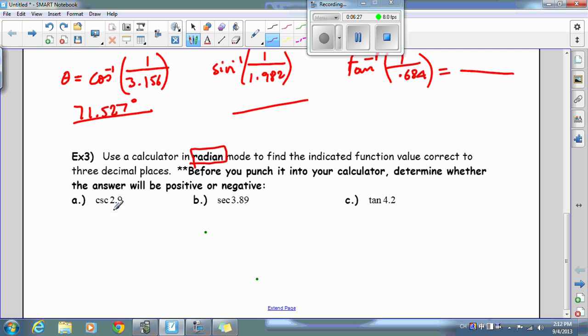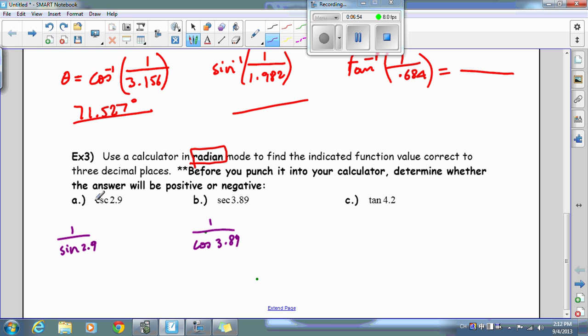Now, for cosecant of 2.9, I would say 1 over the sine of 2.9. This one will be 1 over the cosine of 3.89, and this one will just be the tangent of 4.2. Now, how can we predict the sign? In radian, pi is approximately 3.14. That's what you have heard before.